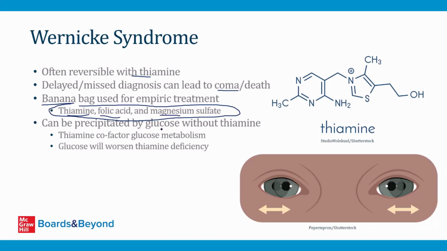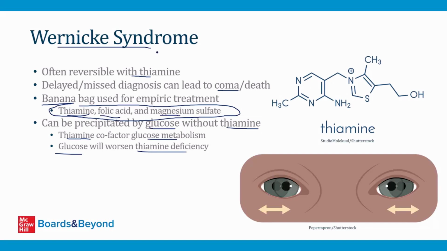And then a super high yield thing to know about Wernicke syndrome is that it can be precipitated. In other words, it can be brought on if you give a patient glucose without thiamine who is thiamine deficient. The reason this happens is that thiamine is a cofactor for glucose metabolism. So if they're already thiamine deficient and you give them glucose, the glucose will start to use up whatever little bit of thiamine is around as it gets metabolized, and that will leave less thiamine available for regions of the brain. So this can worsen the symptoms of thiamine deficiency, and it can actually bring on Wernicke syndrome.